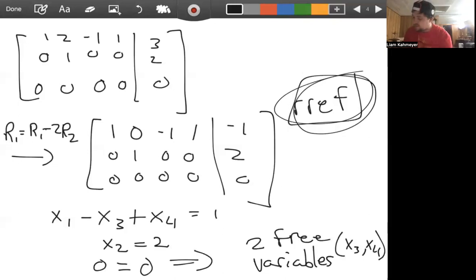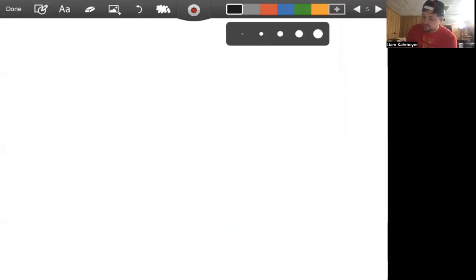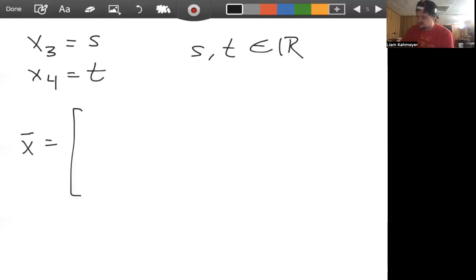Because these two equations explicitly determine the solutions, but there's no restriction on x3 or x4. And so how we would write the solution for these free variables is, let's say x3 is the parameter s and x4 is the parameter t, for s and t real numbers, right? These are our free variables. These are our parameters. So then what is the solution set here?